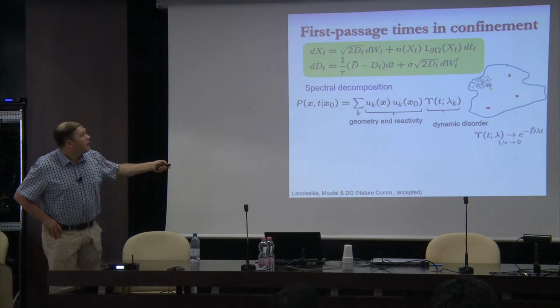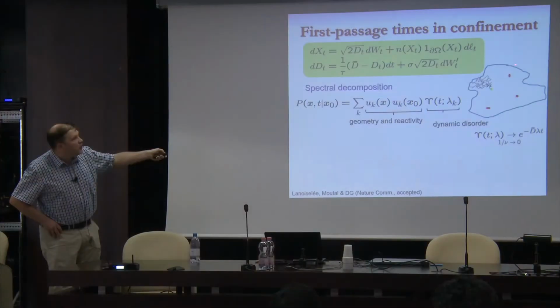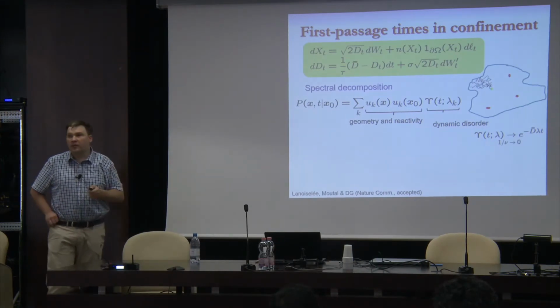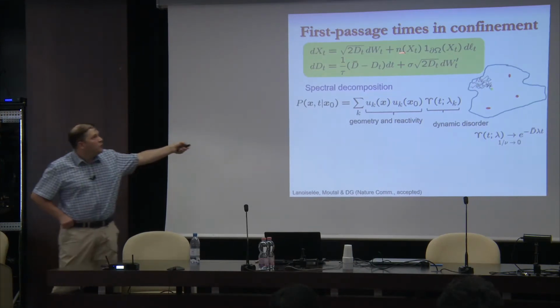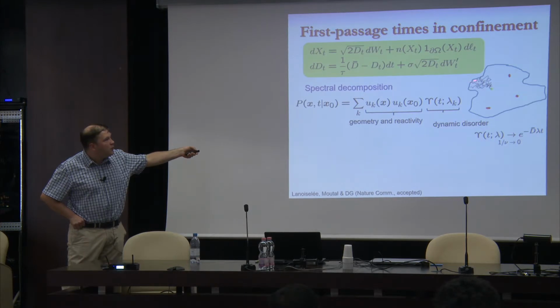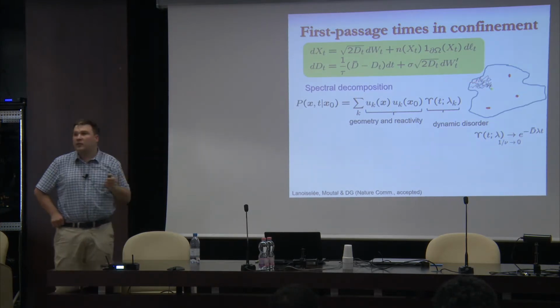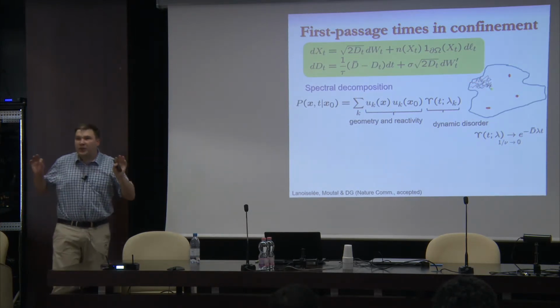Sorry? N of xt, it's a normal vector directed inside the domain. So essentially, this term tells you that whenever a particle comes to the boundary, it's pulled back in the boundary. That's kind of a physics intuition explanation for that.